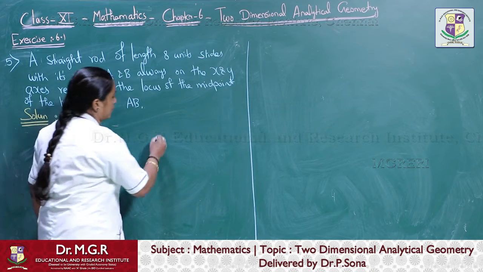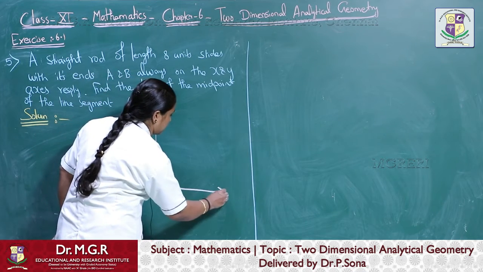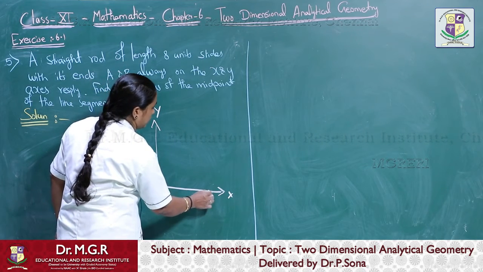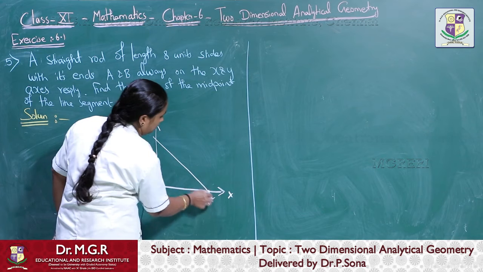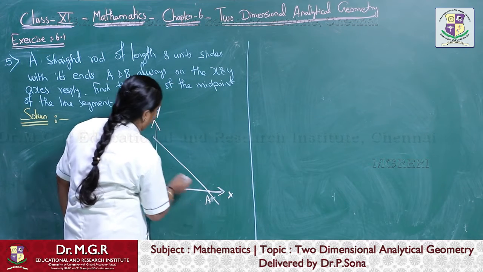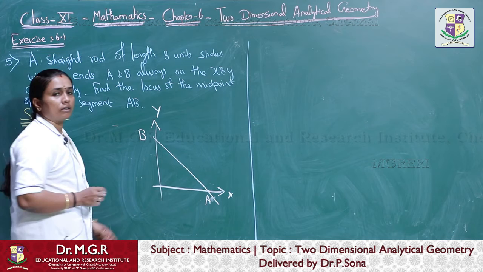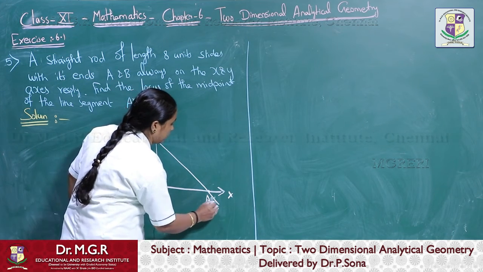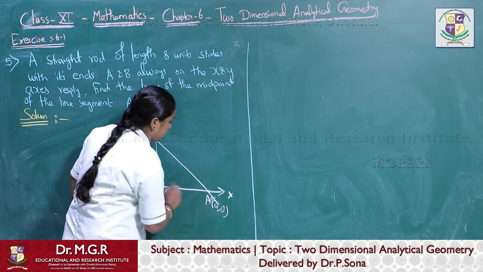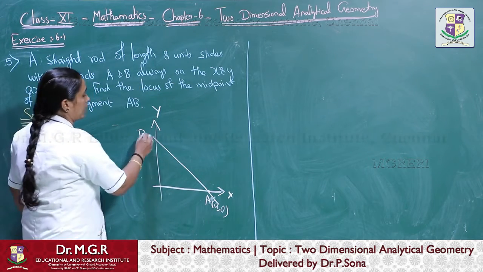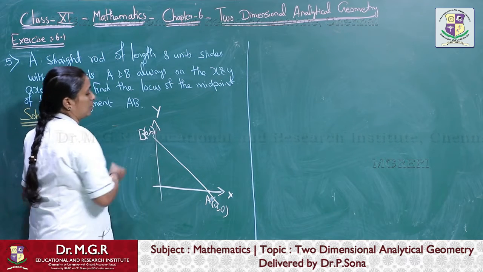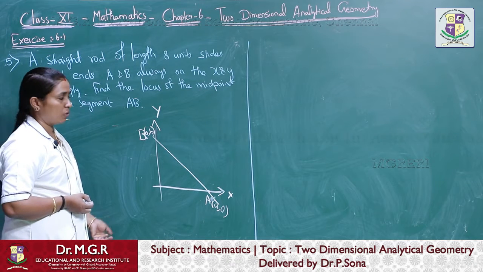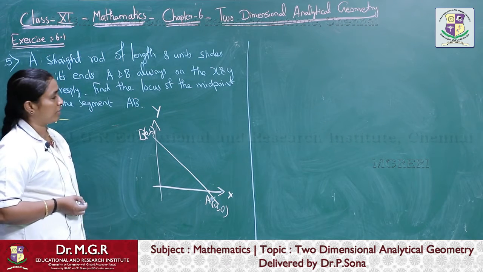So we can draw the graph like this, x-axis, this is y-axis. This is point A, this is point B. Let A be the point that lies on the x-axis, and we can take this point as (a, 0). This distance is a, and this point we can take as (0, b). So let A be the point (a, 0) and B be the point (0, b), which lie on the x and y axis respectively.